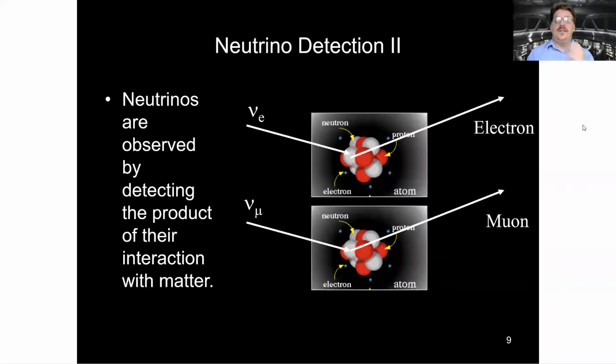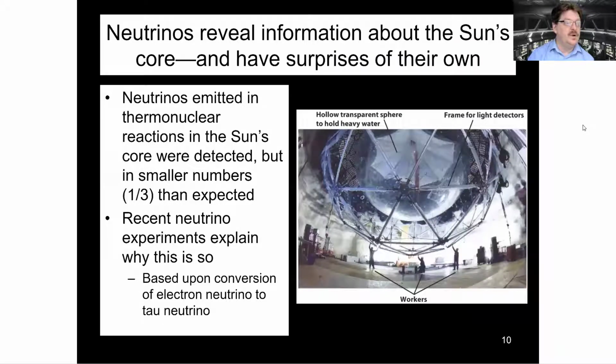Now, the fun thing that neutrinos also like to do is they like to change flavor spontaneously. So while an electron neutrino might first come out of the sun, it could spontaneously turn into a muon neutrino in the 8 minutes it takes to get to the Earth. So neutrinos are fun that way. They just like to basically change shape or change orientation, as it were.